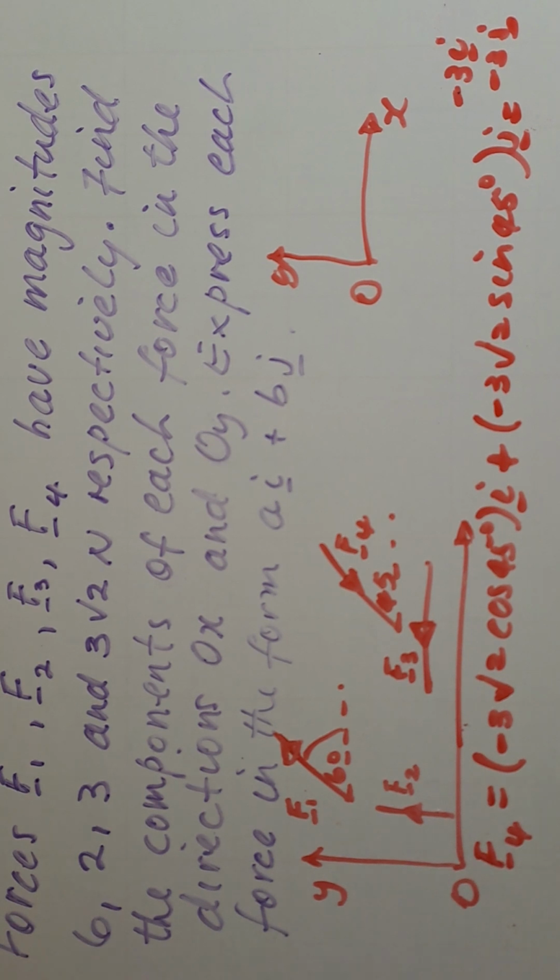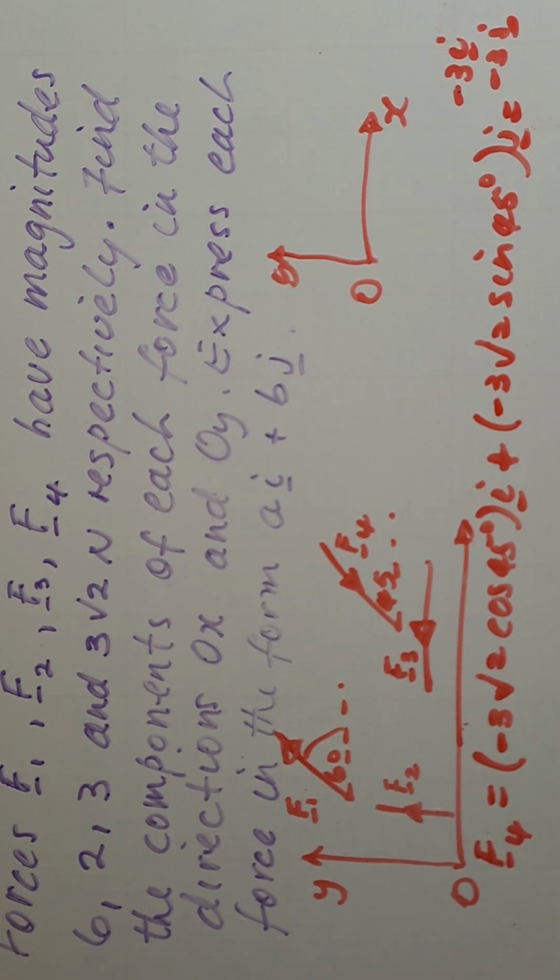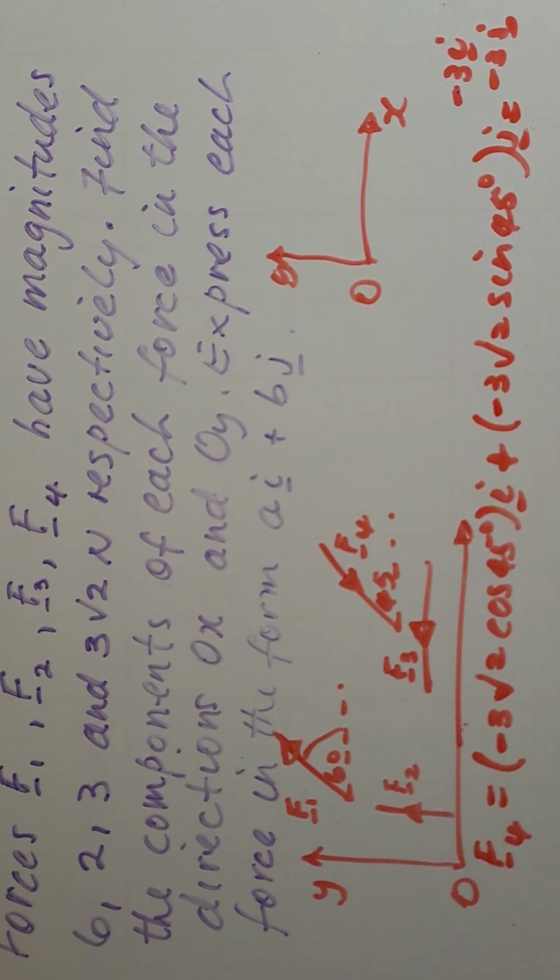And that completes it. We've looked at F1, F2, F3 and also F4, and resolved them into vertical and horizontal components and expressed them in the form ai add bj.